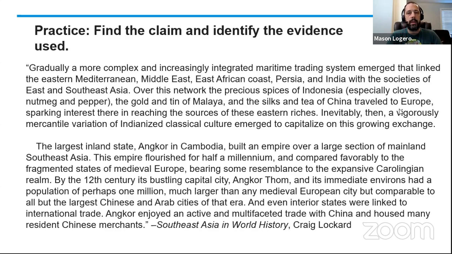But actually, it's a really interesting book about how Southeast Asia was so important, especially for long distance trade in the Indian Ocean. But what I want to think about here is, in this passage, what is the claim, i.e., what is the thesis of the author, and what evidence is he using to make that claim? So hopefully you've been reading it already. I'm just going to go ahead and show you the answers of what I found, and then I'm going to give you another passage for you to work on.